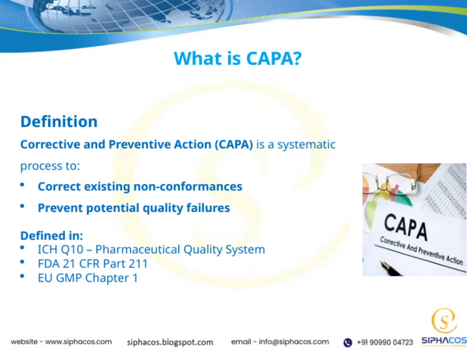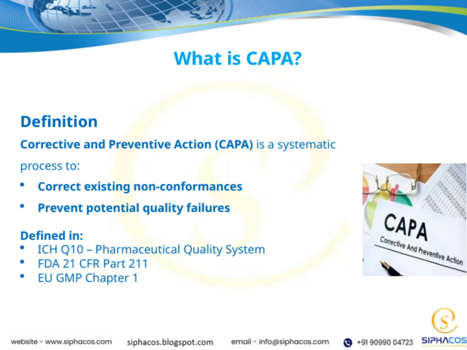Let's start by understanding what CAPA really means. Corrective and Preventive Action, or CAPA, is a systematic process that we use to address issues in our quality systems. Essentially, it helps us correct any existing nonconformances, that is, the problems or deviations we've already identified. But it doesn't stop there. CAPA also aims to prevent potential quality failures before they happen, which is crucial for maintaining high standards.